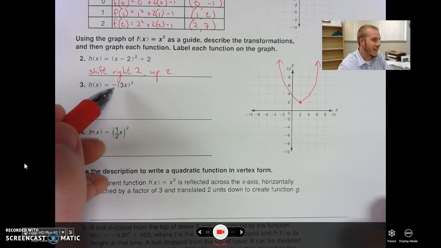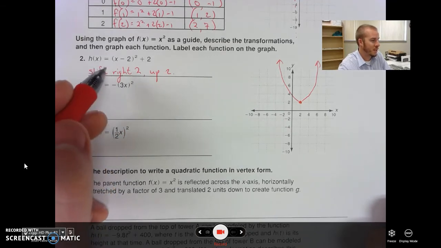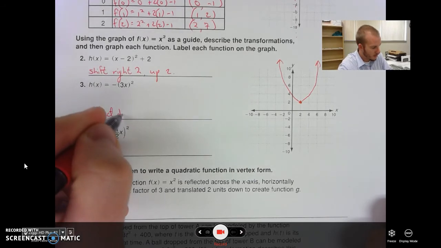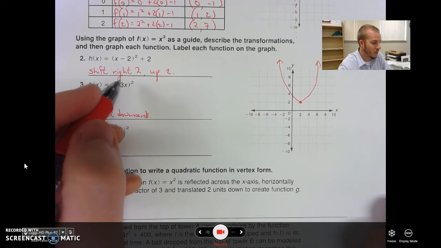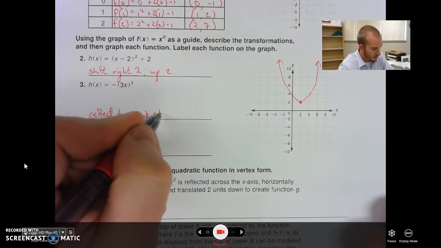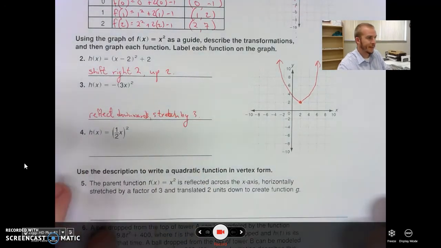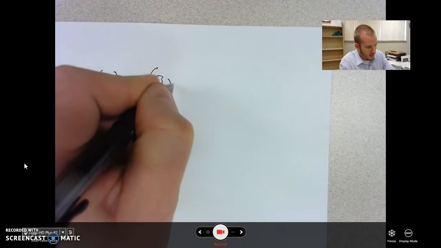Now this next one is interesting. It says h of x equals negative 3 times x all squared. So you got to think about what this is going to actually do. Well, this negative sign is going to reflect downwards. And then this 3 here is going to be doing some stretching. Stretch by 3. Okay. Now in the book in 5.1 you'll see some examples, but let's look at this one real fast, and maybe we'll use some points and plug it in. h of x equals negative 3x squared.